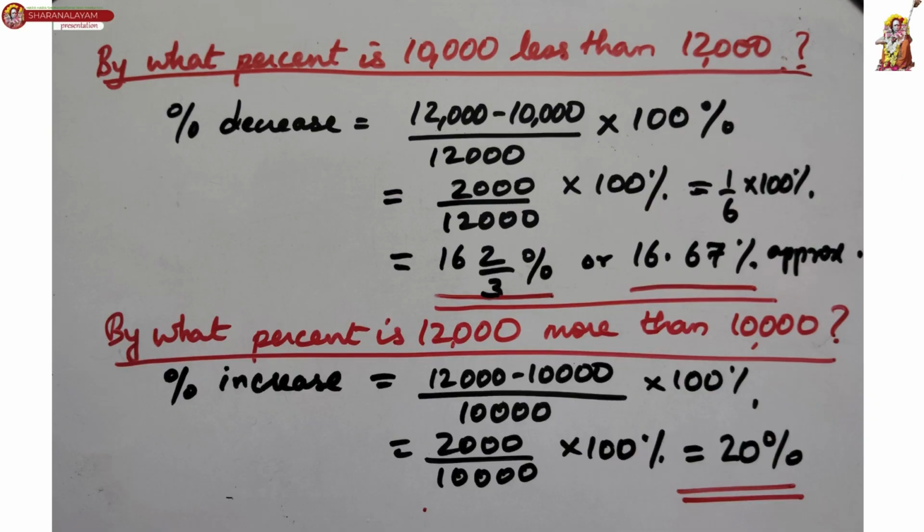The next part of the question: by what percent is 12,000 more than 10,000? Here, this percentage is found by taking the difference, but we divide that difference by 10,000, because the question is by what percent is 12,000 more than 10,000. So we are comparing it with 10,000. So 12,000 minus 10,000 divided by 10,000 into 100%, which is 2,000 upon 10,000 into 100%. That is equal to 20%.